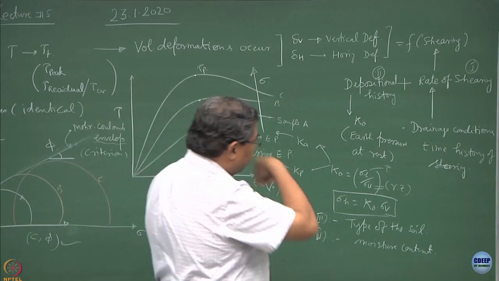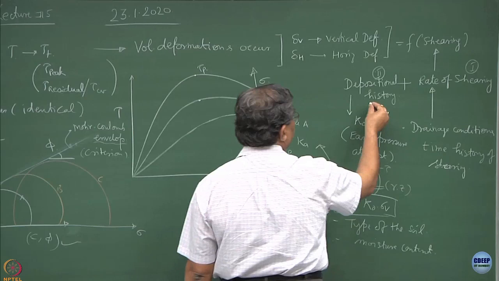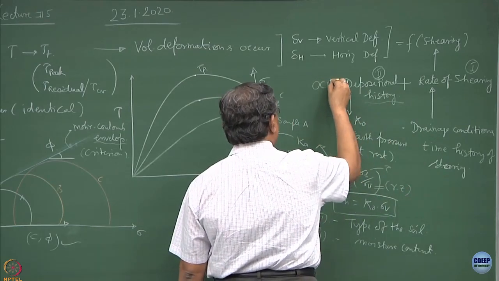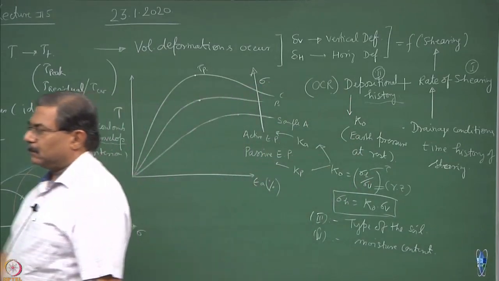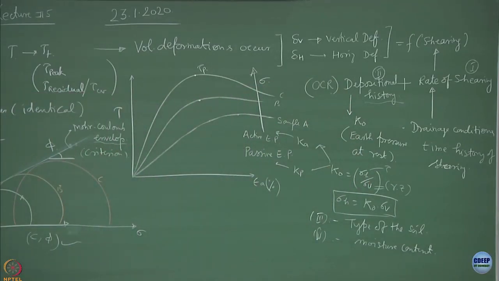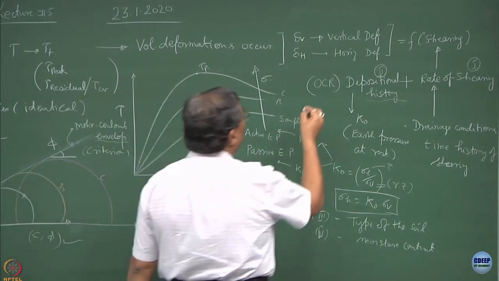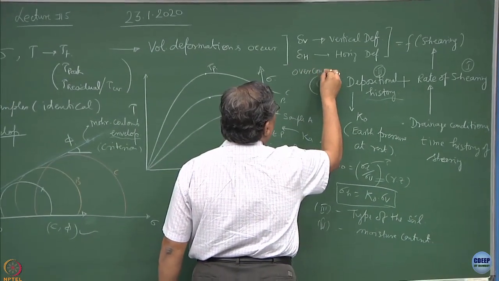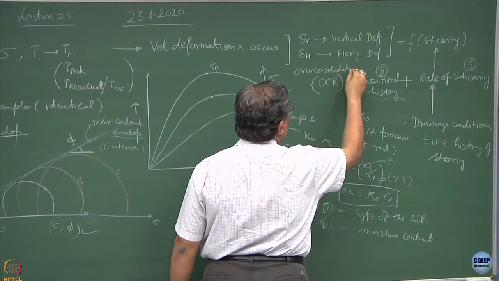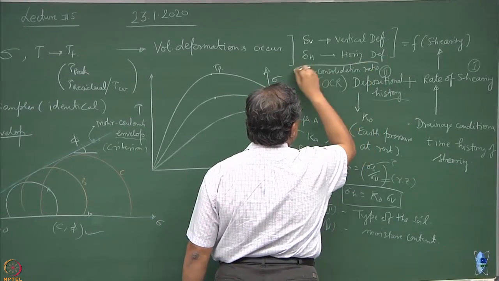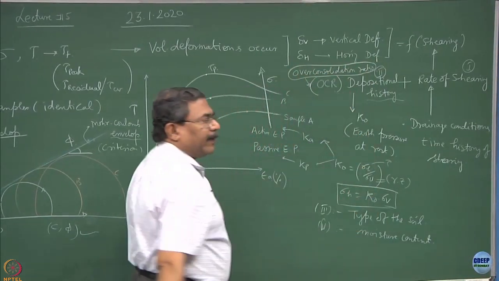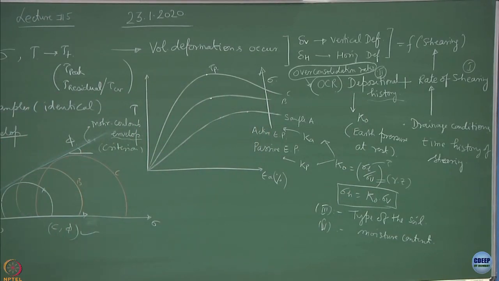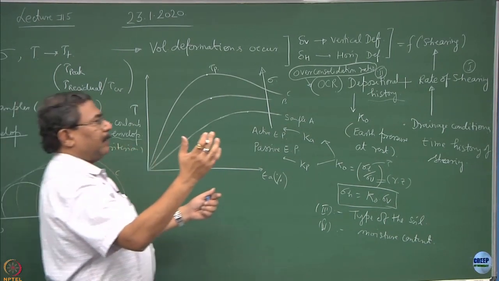Very soon I will be introducing the concept of OCR. So, depositional history is depicted mathematically as OCR. OCR is over consolidation ratio. Another interesting way to characterize the soils, which would include the type of the soil, the history of formation and history of deposition also, mathematically. Very advanced way of characterizing the materials, clear?